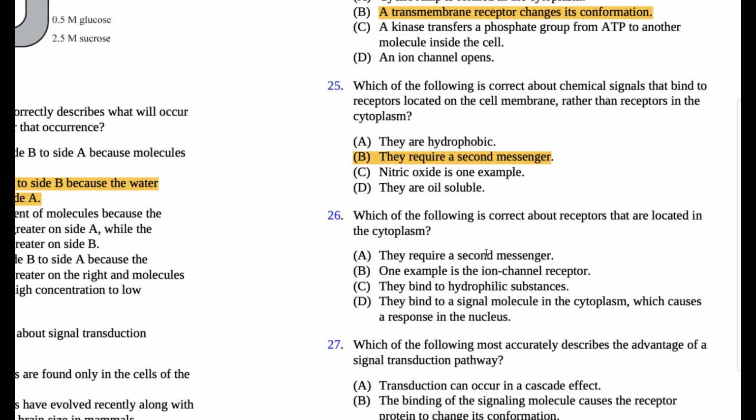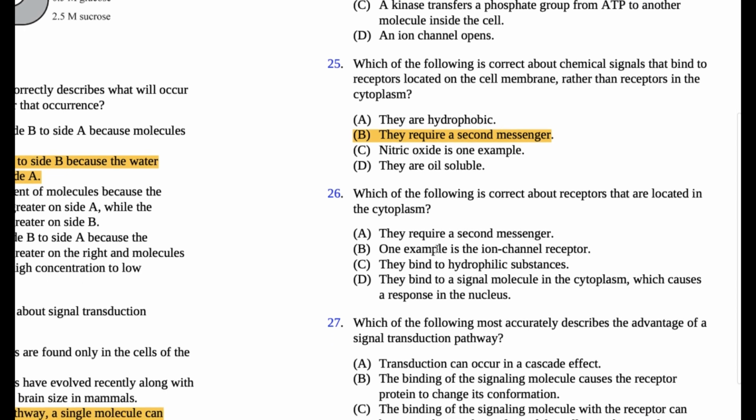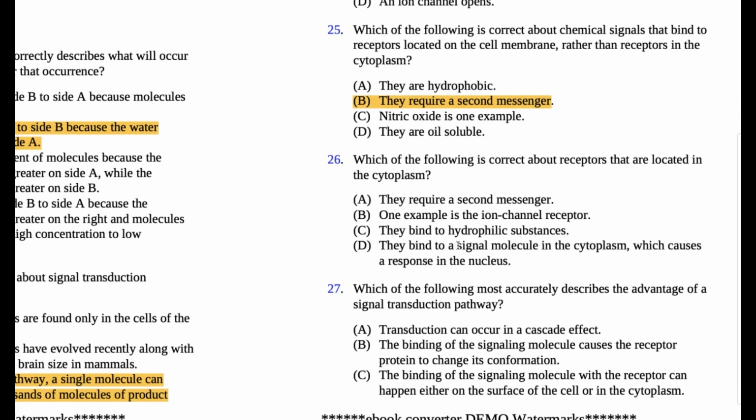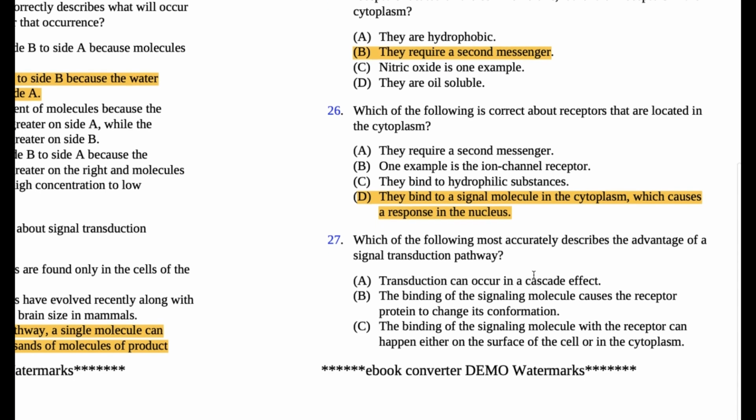Which of the following is correct about receptors that are located inside the cytoplasm? So they don't require a second messenger. It's not the ion channel receptor because this one is obviously on the cell membrane. They bind to hydrophilic substances? No. They bind to signal molecules in the cytoplasm, which causes a response in the nucleus. Is what they would do. Signal molecule in the cytoplasm, right?